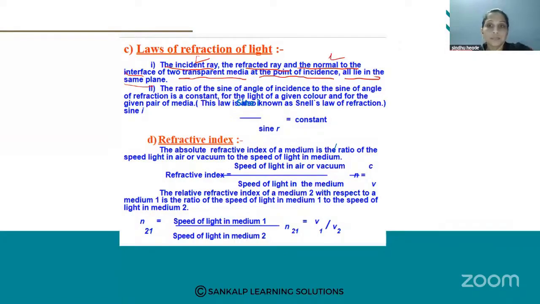All lie in the same plane. This is the first law of refraction of light. What does the second law tell? The ratio of sine of angle of incidence to the sine of angle of refraction is constant.